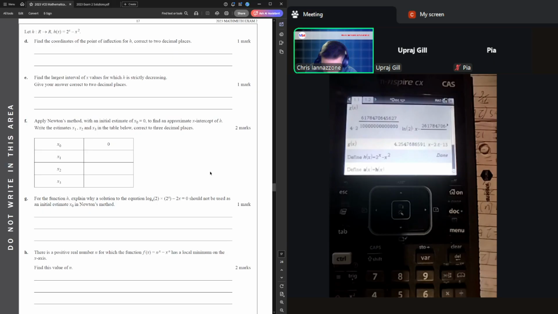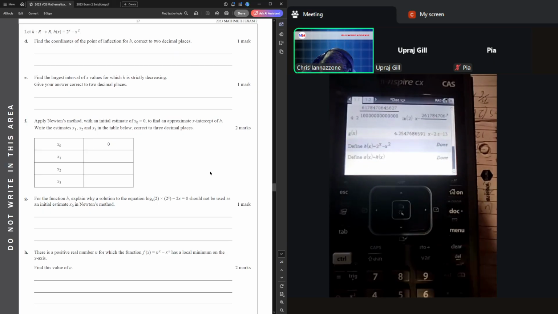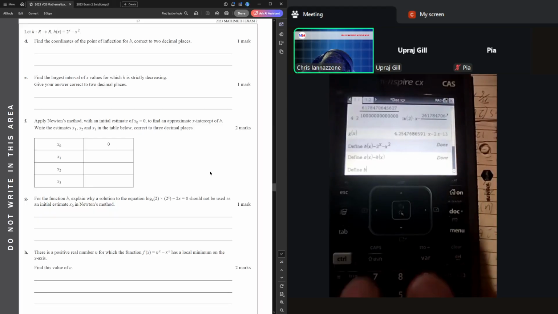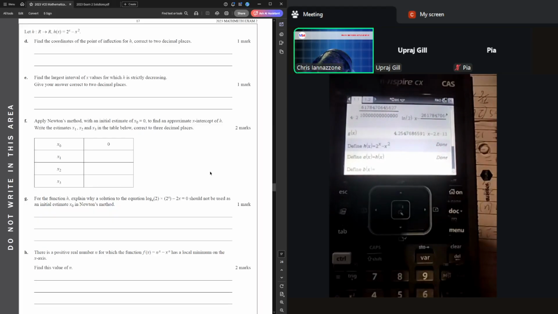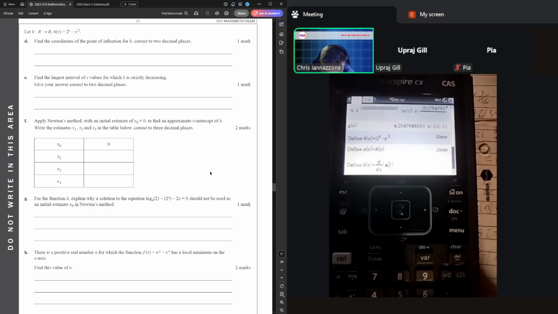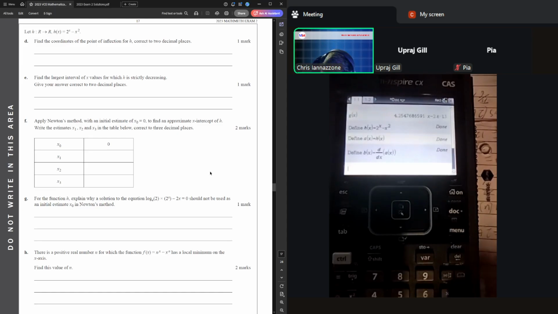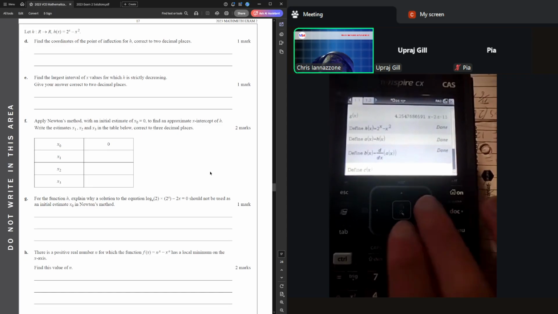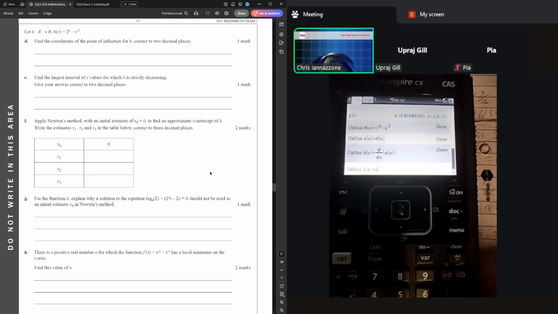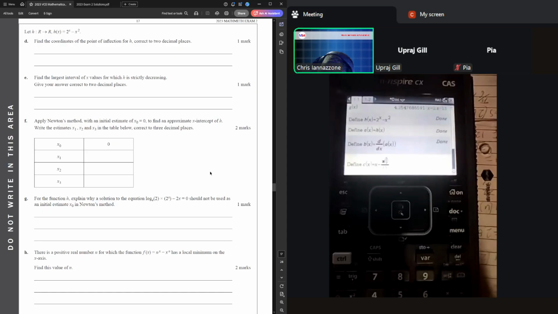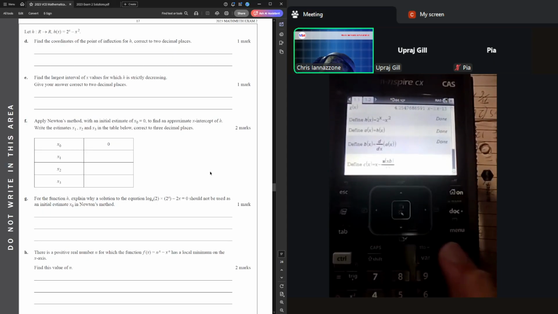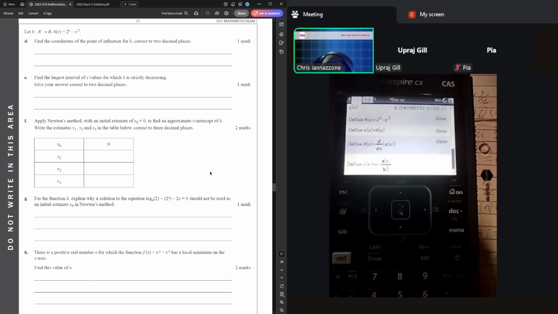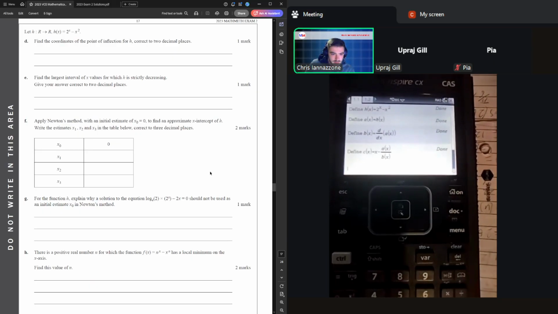Newton's method for h. Cool. Then from there, I define b of x as simply the derivative of a. That's going to give us our denominator, so d dx of a of x. Then c of x is going to be my actual Newton's method. So that means I'm doing x minus a, which is my original function, over b, the derivative of that function. That sets up Newton's method in the CAS.